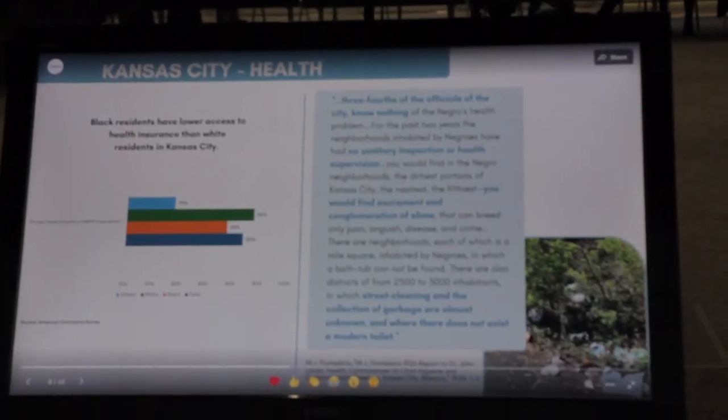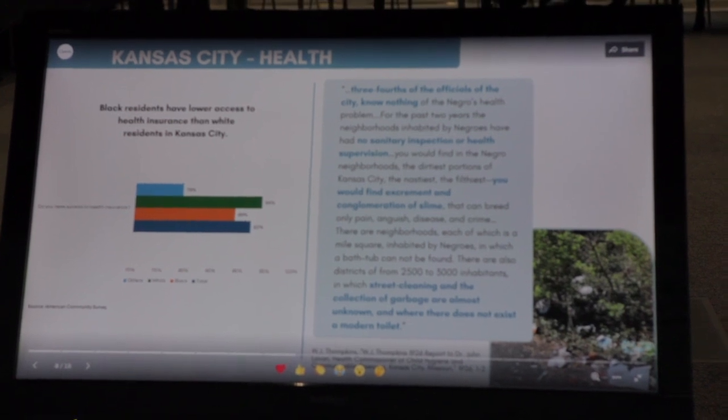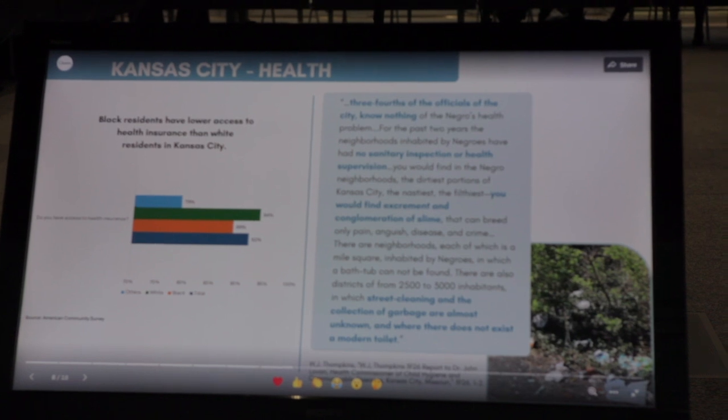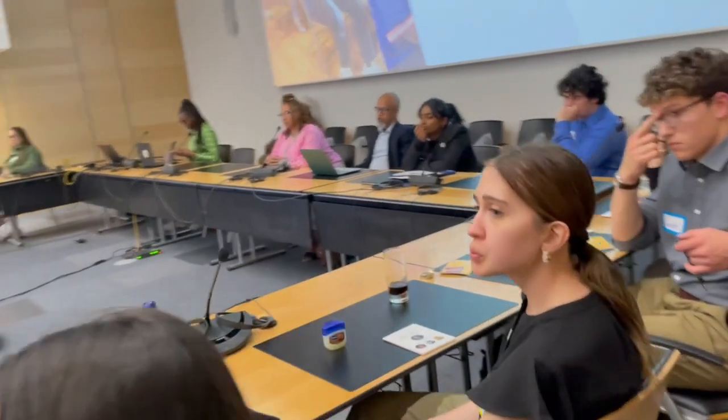And so what we can see here on the right and in the bolded blue text, this is an archival resource provided by the Kansas City Public Library, and it's a 1926 report written by W.J. Tompkins, who was a Black doctor, and he wrote to health officials at the time to share the state of Black health. City public services have been glaringly absent in Black neighborhoods. And as we can see, these structural inequalities hold through other indicators, right? Like access to health insurance. Black residents have lower access to health insurance than white residents in Kansas City.